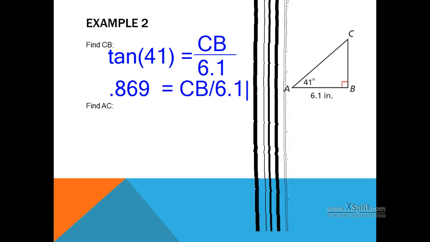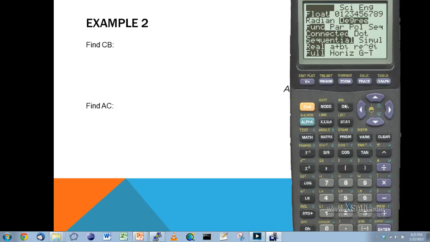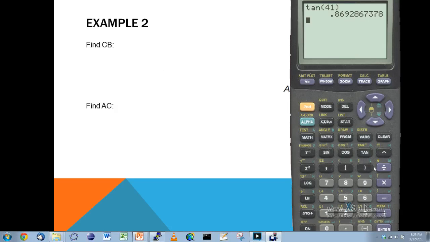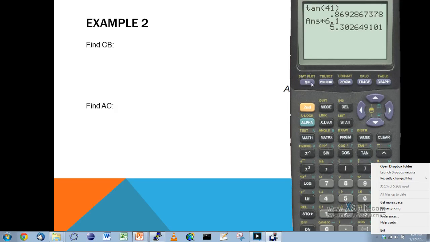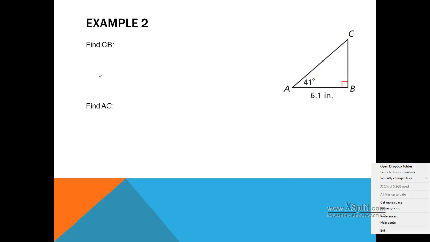If we multiply both sides by 6.1 now, 0.869 times 6.1, that leaves us with a total length of 5.3. That means that this side over here is 5.3 in length.